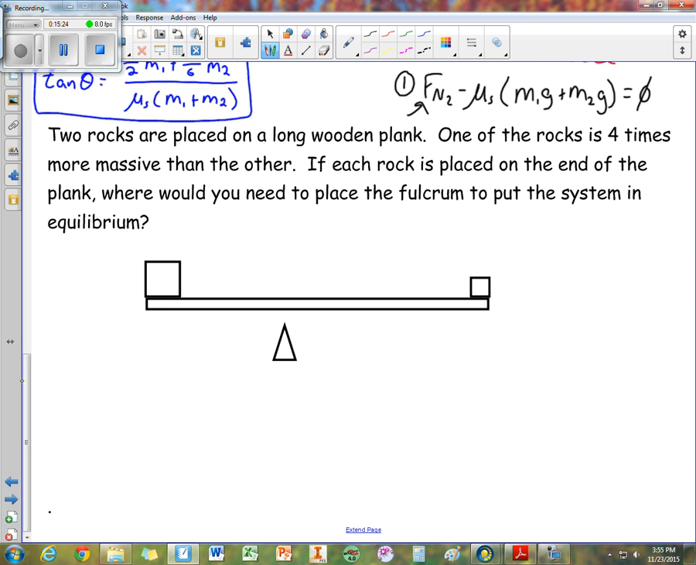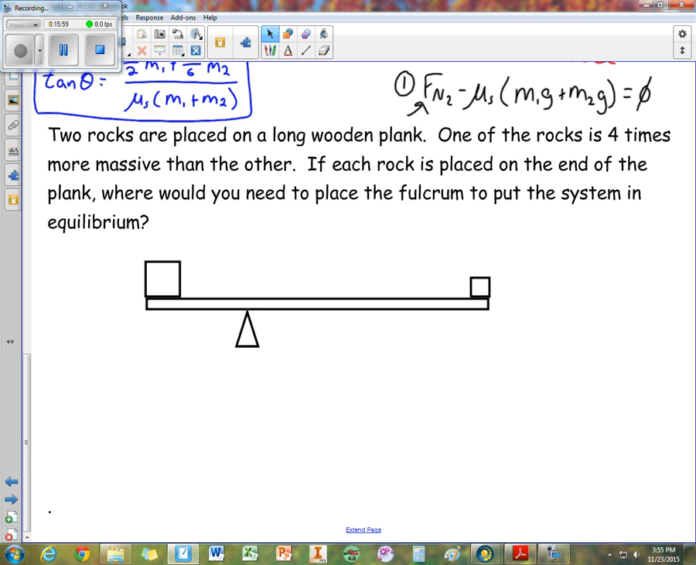All right, so let's take a look at a problem that definitely will be on the AP exam. We have 2 rocks placed on a long wooden plank. One of the rocks is 4 times more massive than the other. Each rock is placed on the end of the plank, and we have a fulcrum that we can move. Where would we need to place it so that the system is in equilibrium? I hope that you can all see that the fulcrum would need to be placed closer to the larger mass. Hopefully that just makes sense.